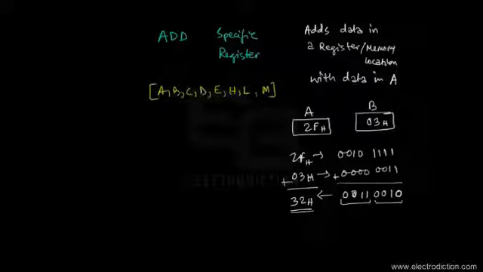Once again, the result gets stored in the accumulator immediately after the instruction is executed. In order to add the data in register B with the data in register A, you write the instruction like this: ADD B. This instruction means add the data byte present in register B with the data byte present in register A, and it stores the result in register A by default.